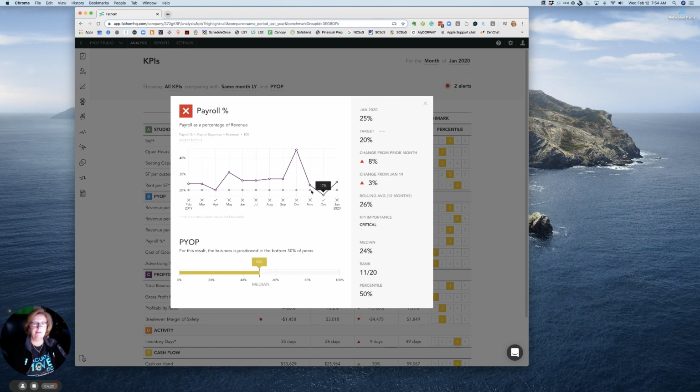Okay? When you look at any of these indicators, you will see here payroll percentage equals payroll divided by revenue times 100.